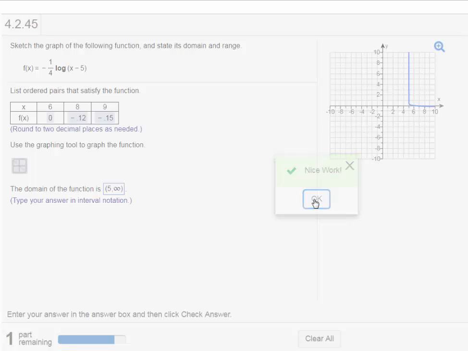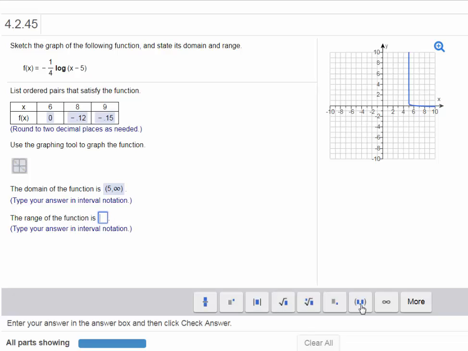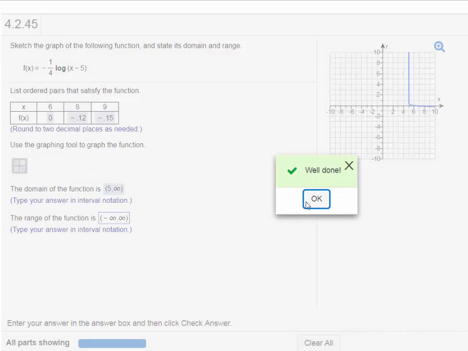Good, nice work. And the last part, the range of the function. The range of the function are going to be all the values of y that we can get from here. If you notice, this goes up towards positive infinity. And even though it looks like it lines up here with the x-axis, it actually goes downward. So it can actually go down towards negative infinity. So the range for this function is going to be all real numbers. Or another way to write that would be the open interval from negative infinity to positive infinity. Let's check that. Well done.